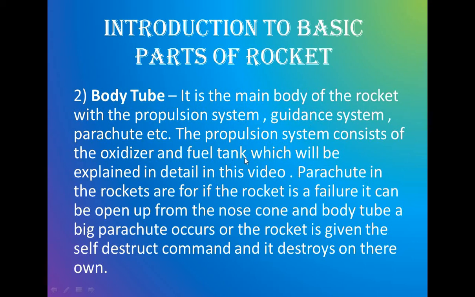The parachute is in the rocket because sometimes the rocket fails. So this parachute is built into the rocket, so that if a rocket fails, the parachute opens, and the nose cone and the body tube dismantle, and the parachute opens, and then the rocket just floats down. Okay, so this parachute is used in it.